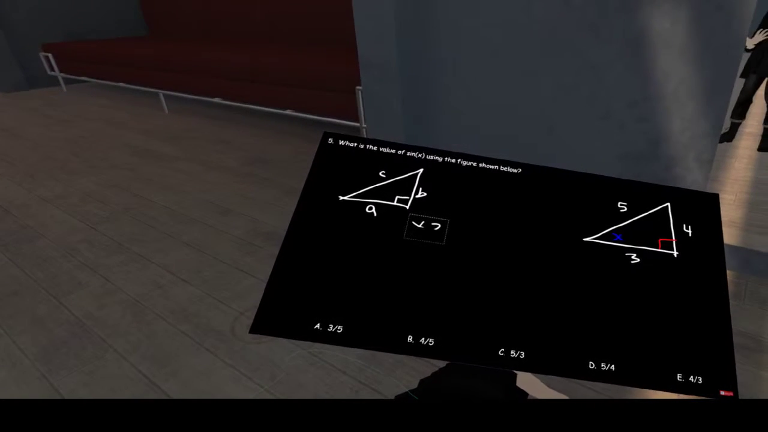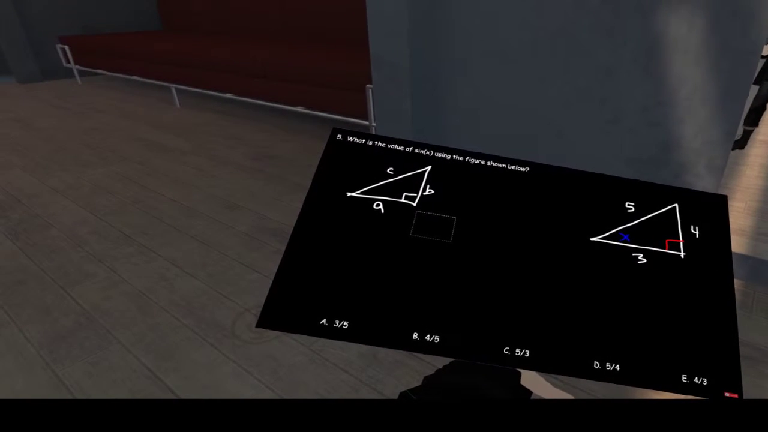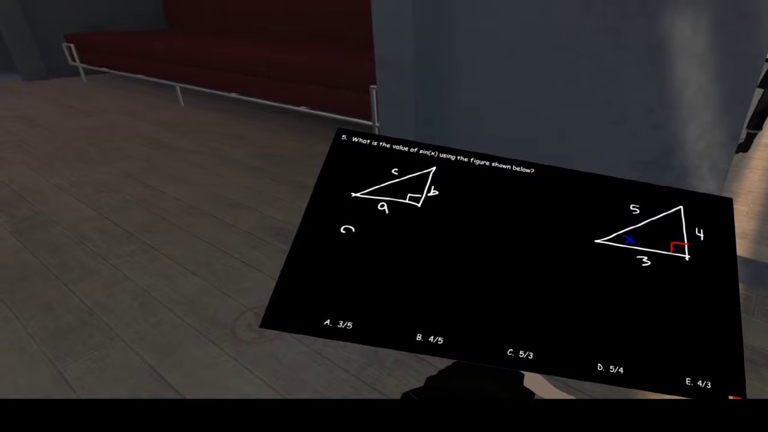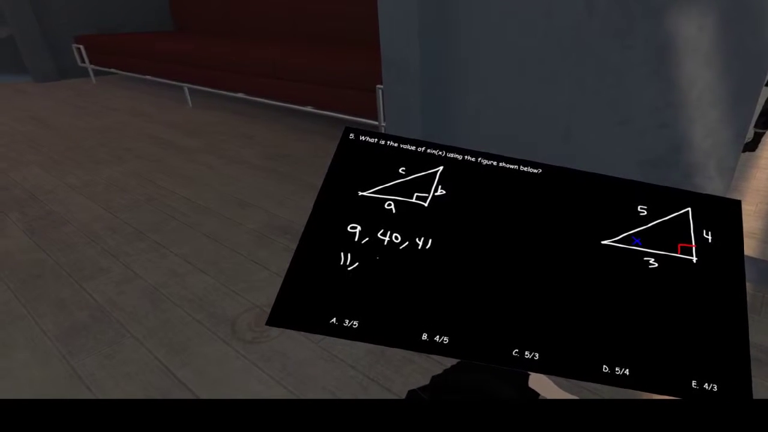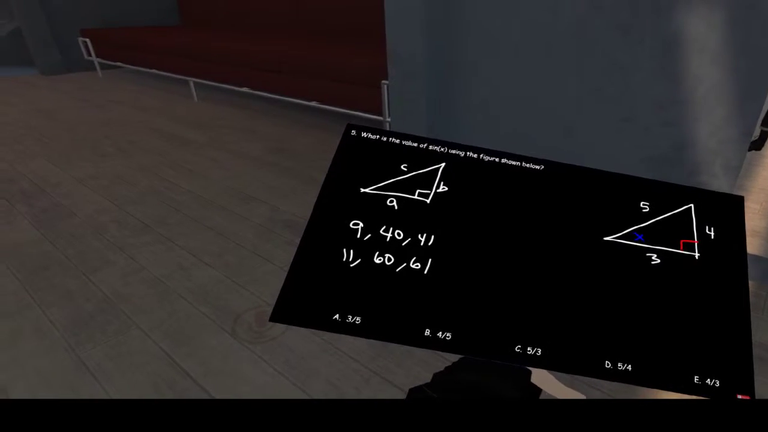Now there are some other triangles that you may see. They're rare, but sometimes you might encounter them. There's the 9, 40, 41 triangle, and I've seen the 11, 60, 61 triangle. In case you want to write those down.